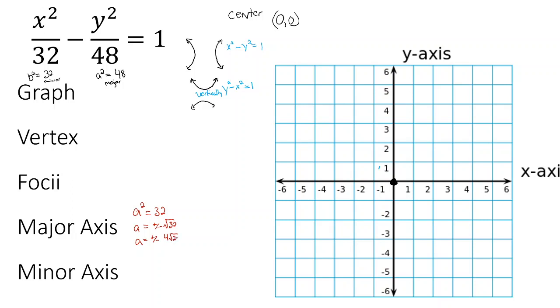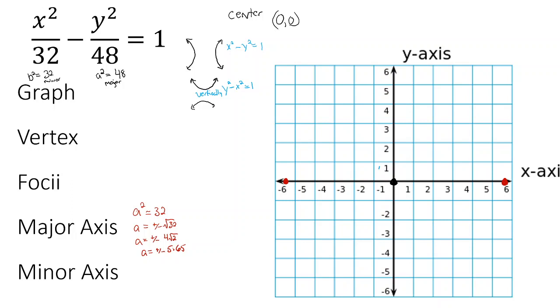But that doesn't help us very much, does it? I'd like an approximation as I go to graph this. So the approximation is going to be 5.65. A equals plus or minus 5.65. So in the x direction, I'm going to go 5.65 in the x direction.